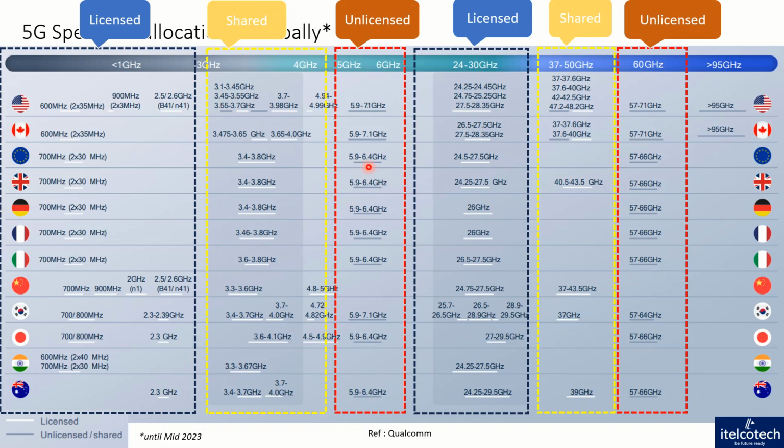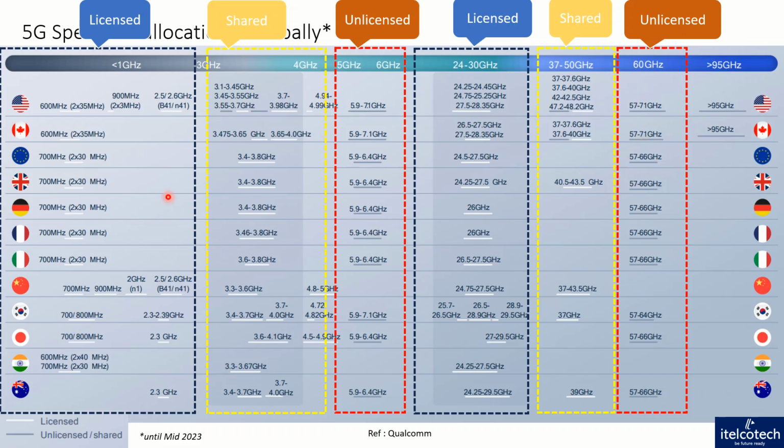Apart from the shared access, we have an unlicensed band where the private 5G player need not have an allocation from the regulator. But as this is open for everyone to use, there is a high chance of interference in these bands. So these are widely allocated across, or being used across, 5 gigahertz, 6 gigahertz, or 60 gigahertz.